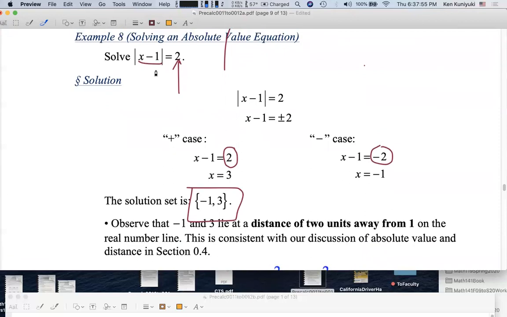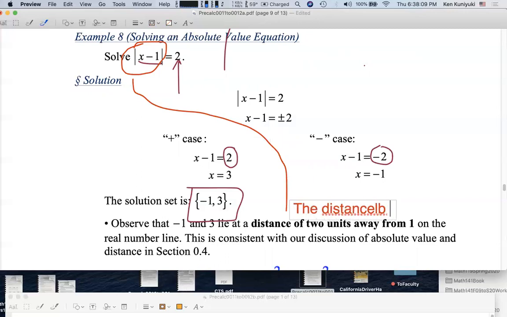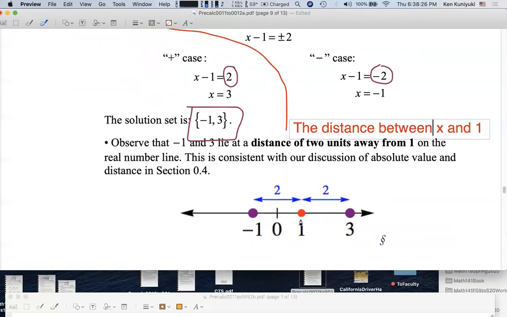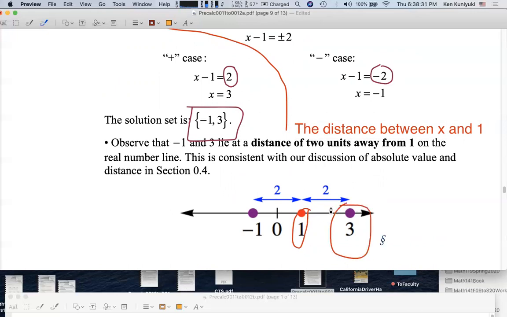Now remember, the absolute value of x minus 1 can also be interpreted as the distance between x and 1. So we want all real values of x whose distance from 1 is 2. Well, what 2 numbers are 2 units away from 1 on the real number line? Here's 1. 3 is 2 units to the right. Negative 1 is 2 units to the left. And they form our solution set.